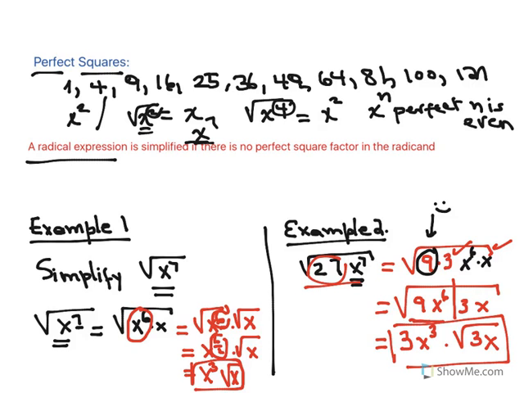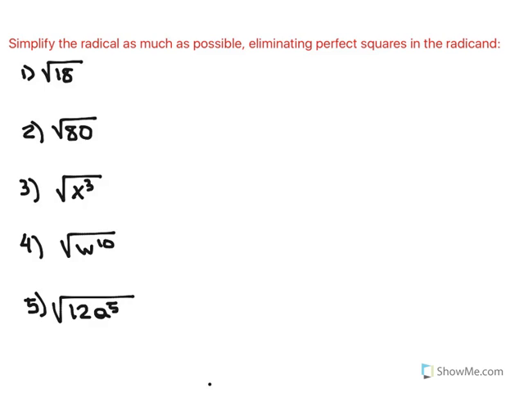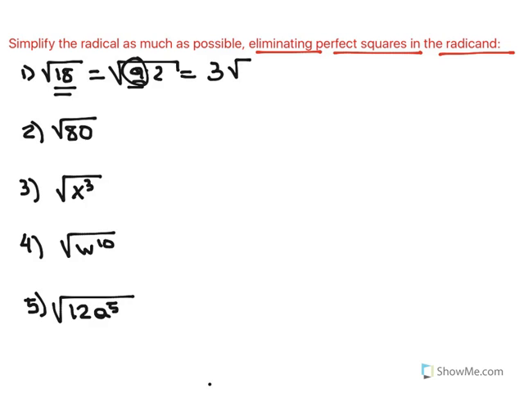Okay, so let's just do a few examples, and in these 5 examples, we're going to simplify the radical as much as possible, and we are going to be eliminating perfect squares in the radicand. Okay, so square root of 18 is not perfect, but 18 is 9 times 2, right? And 9 is perfect. So 9 is going to come out of the radical since the square root of 9 is 3. So that would be 3 square root of 2.